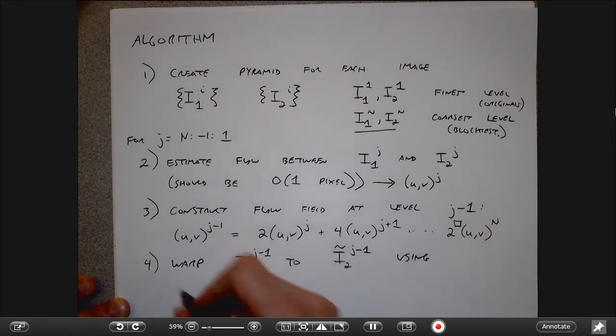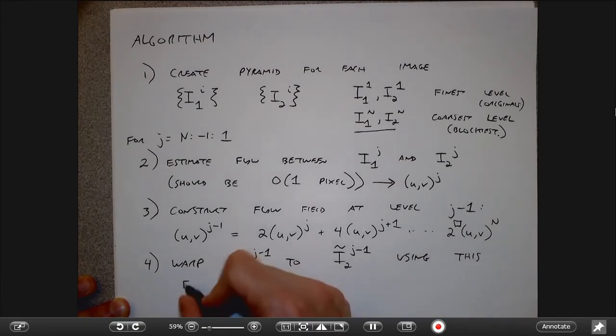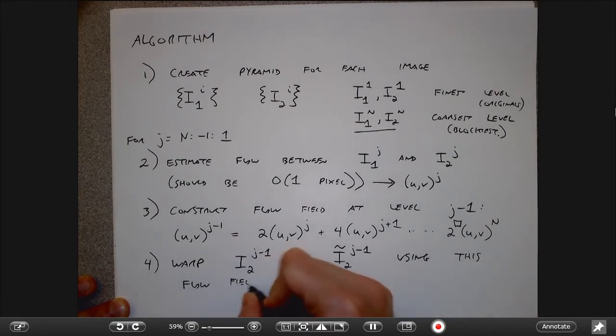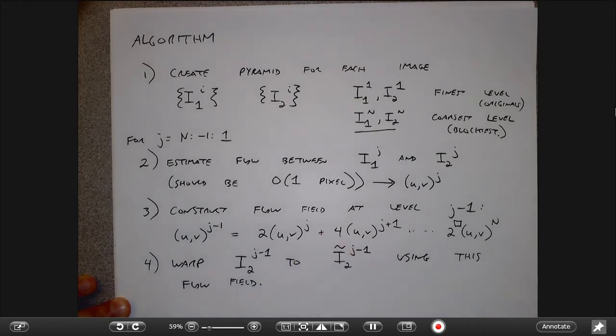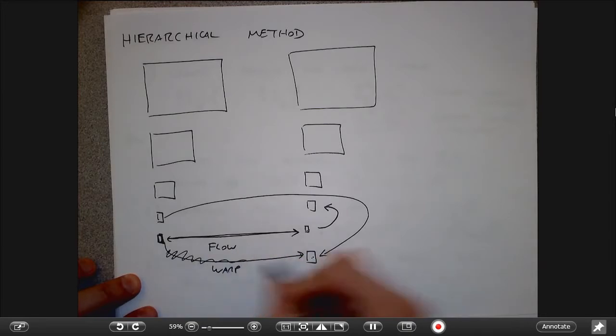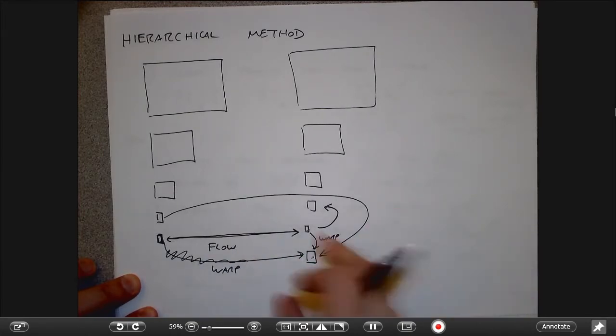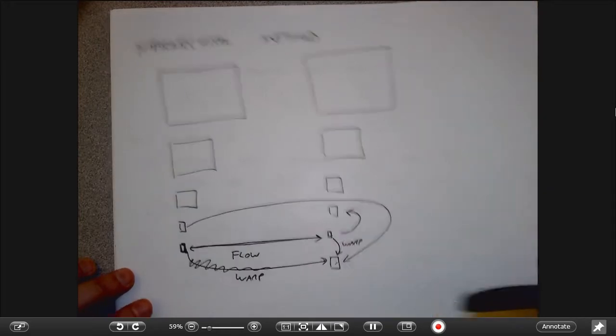using this flow field. So I guess I drew this picture wrong in the sense that I'm not warping this image, I'm warping this image. So I'm going to redraw this in a second.